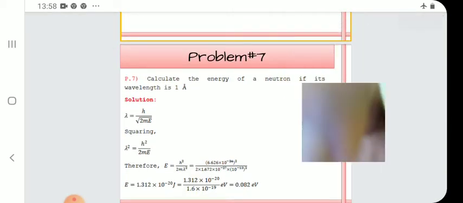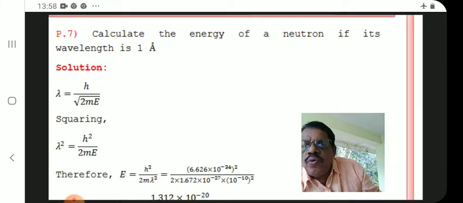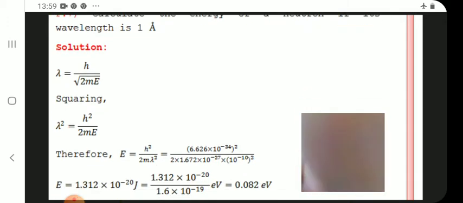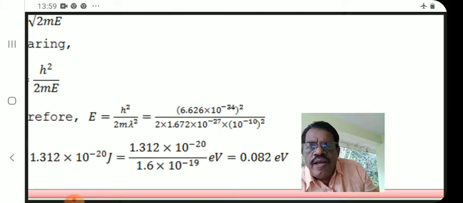Next problem. Calculate the energy of a neutron if its wavelength is 1 angstrom. This is the same as the previous problem. In the previous one, we had to find lambda from E. Here lambda is given and we have to determine the energy. So we find a formula for energy. Lambda is h by root of 2mE. Squaring, lambda square is h square by 2mE. Therefore, E is equal to h square by 2m lambda square. Substitute the values.